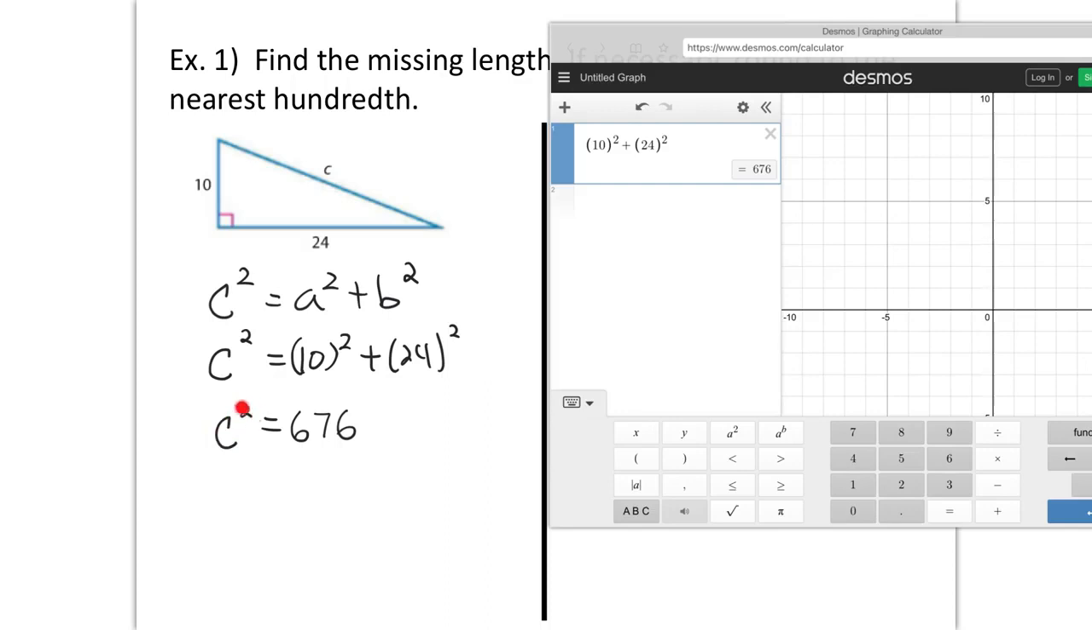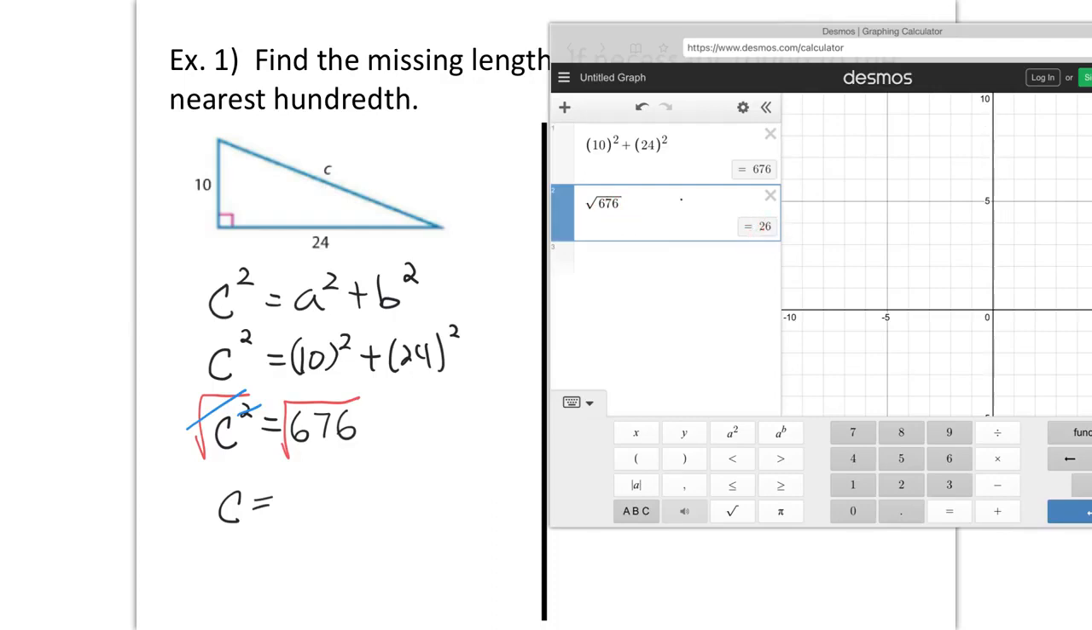Now remember that we need to get C by itself, so we need to cancel the squared. The opposite of a squared is the square root. So I am going to use the square root on this side to cancel the squared, and whatever you do to one side, you do to the other side. So you cancel the squared and the square root. So we're going to have C equals, and let's go ahead and use decimals.